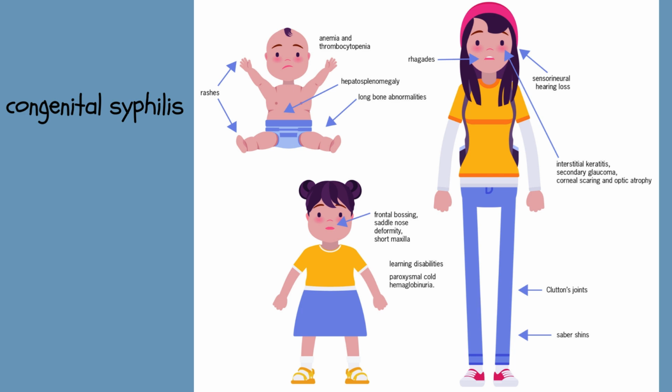They have Clutton's joints, that is joint deformity, and eversion. So remember some terminology: frontal bossing, saddle nose deformity, sensorineural hearing loss, interstitial keratitis. So they have ocular manifestations like interstitial keratitis, secondary glaucoma. They have saddle nose and hearing loss, and Clutton's joints and eversion, and hematological manifestations like anemia, thrombocytopenia.